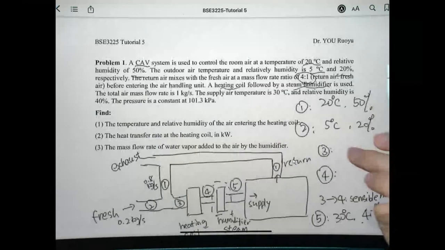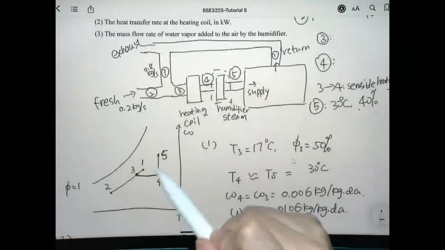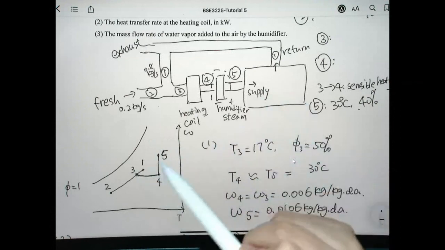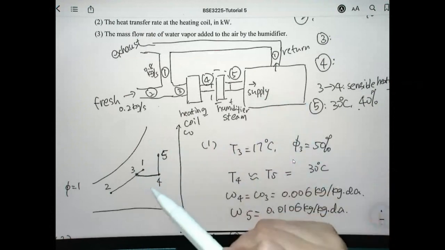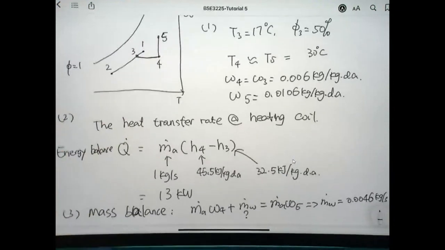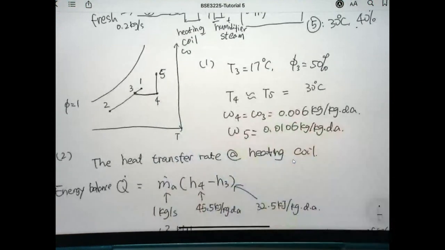So this is all for problem number 1, and I'm not going to illustrate how you can locate the air state on the psychrometric chart, or how you can find its corresponding values. It's highly recommended that you solve it by yourself and see if you can get similar results here. You don't need to get 100% accurate results, because when you read the psychrometric chart, there will be error.